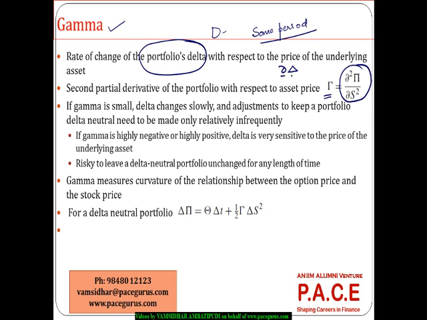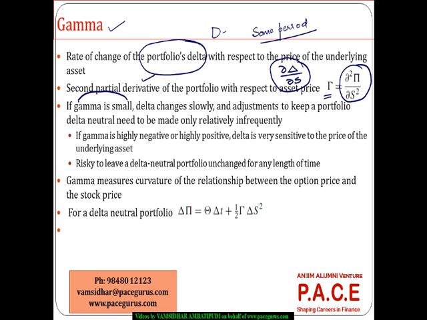dou delta by dou S, the rate of change of delta with respect to the change in the underlying price of the security. So it's as good as the second derivative of the price of the option with respect to the change in the underlying price. So it's the second partial derivative with respect to the price of the underlying.